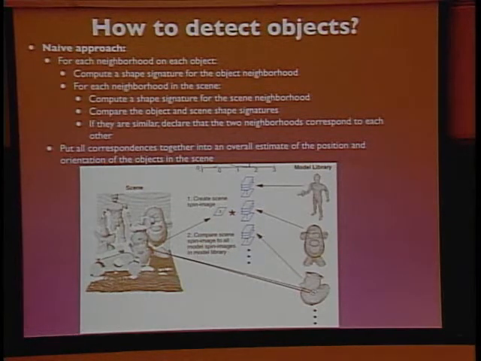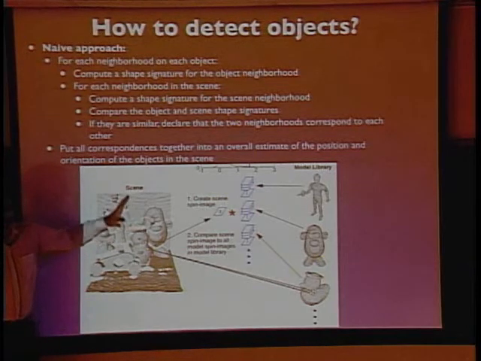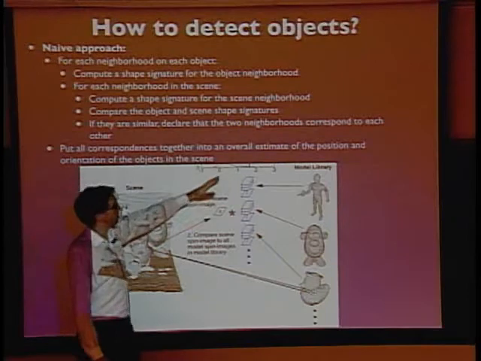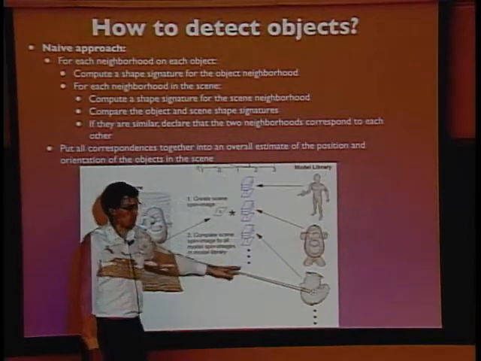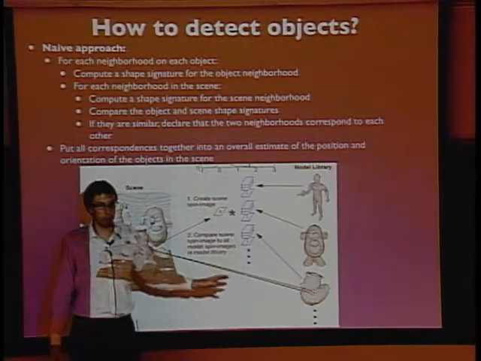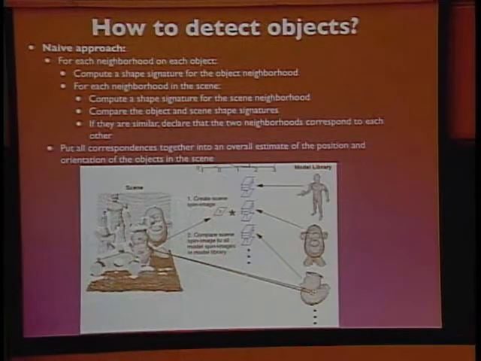So the most naive thing we can do is take each and every last one of our shape signatures that we get from the scene and compare it to each and every last one of the shape signatures that we got from all the models in our model library. So it should be clear, just by the way I'm telling you about it, that this is probably not very good in practice.